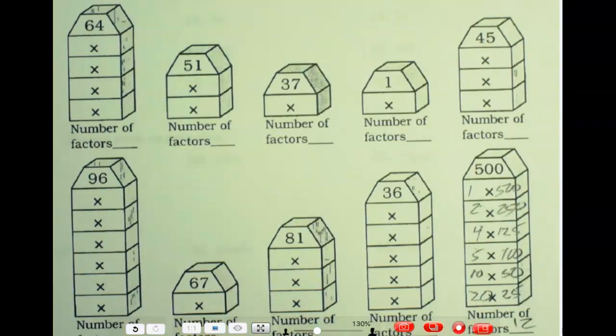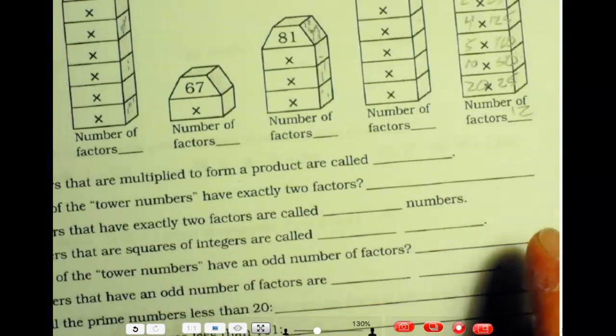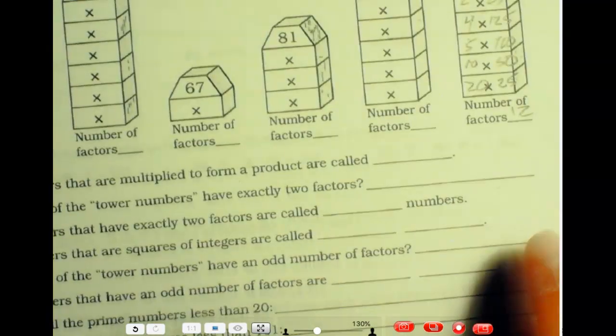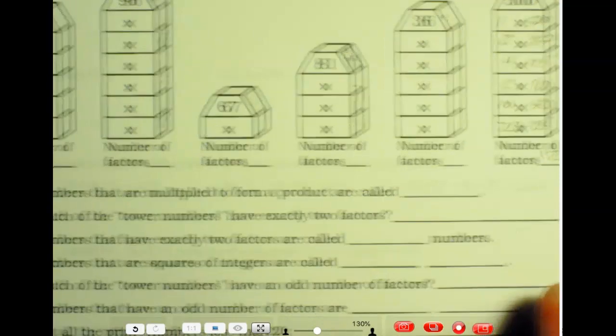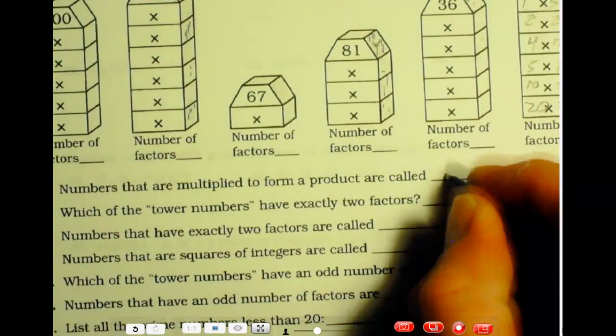All right, taking a look at some of the questions down below. Numbers that are multiplied together to form a product are called factors.